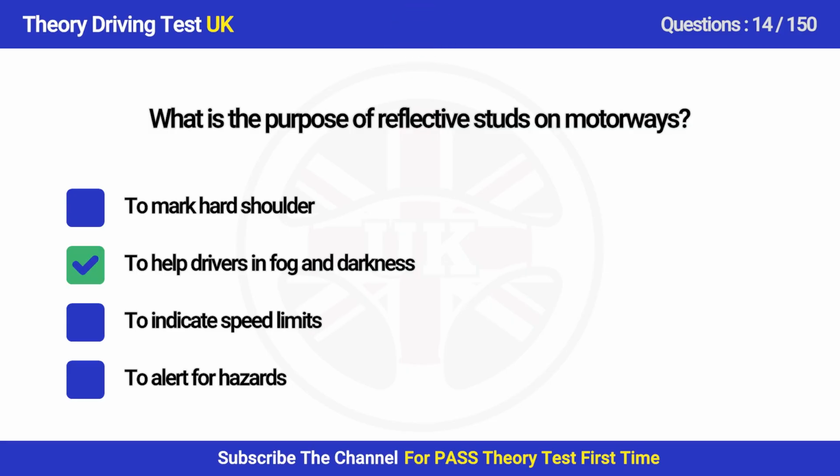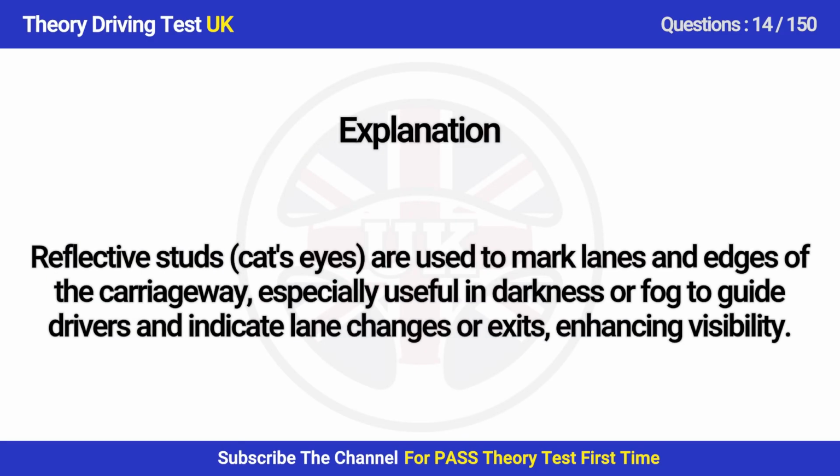Answer is B. To help drivers in fog and darkness. Reflective studs, cat's eyes, are used to mark lanes and edges of the carriageway, especially useful in darkness or fog, to guide drivers and indicate lane changes or exits, enhancing visibility.